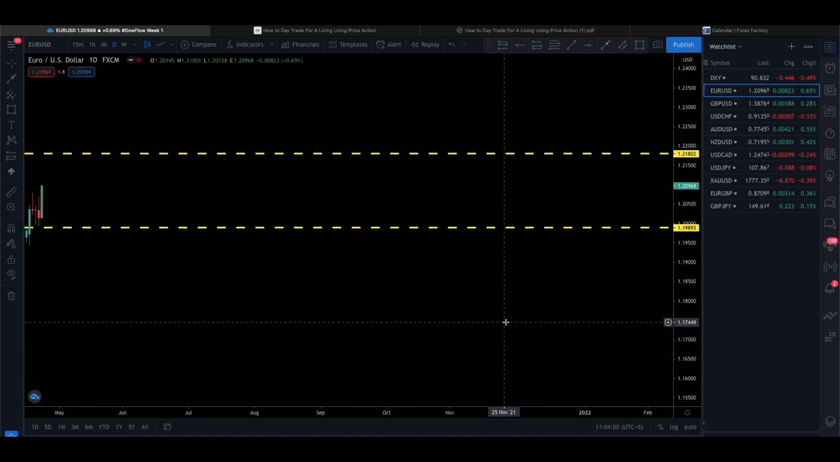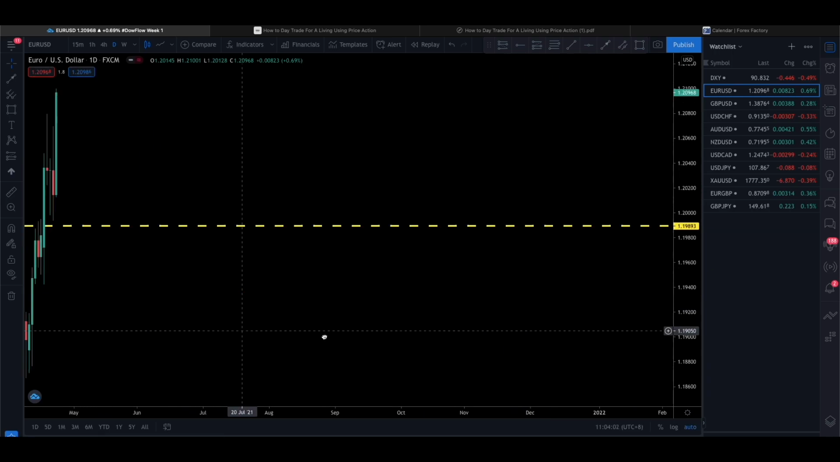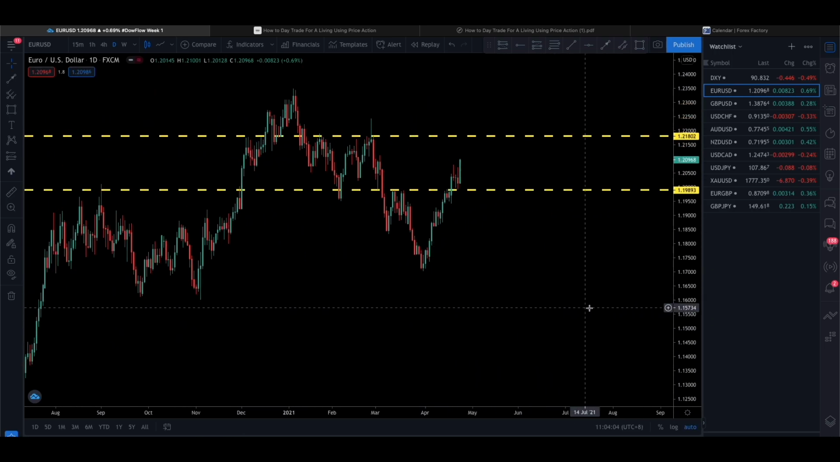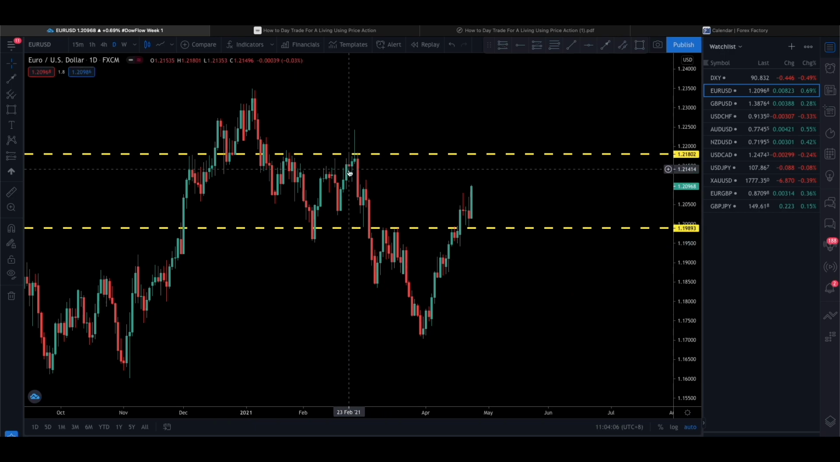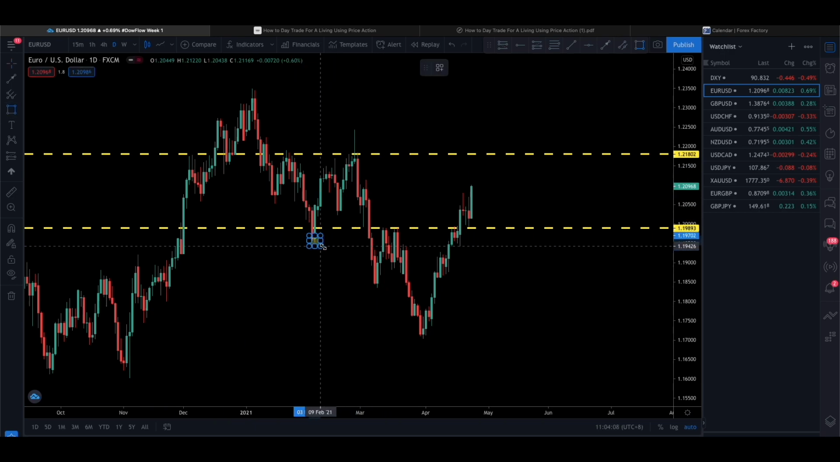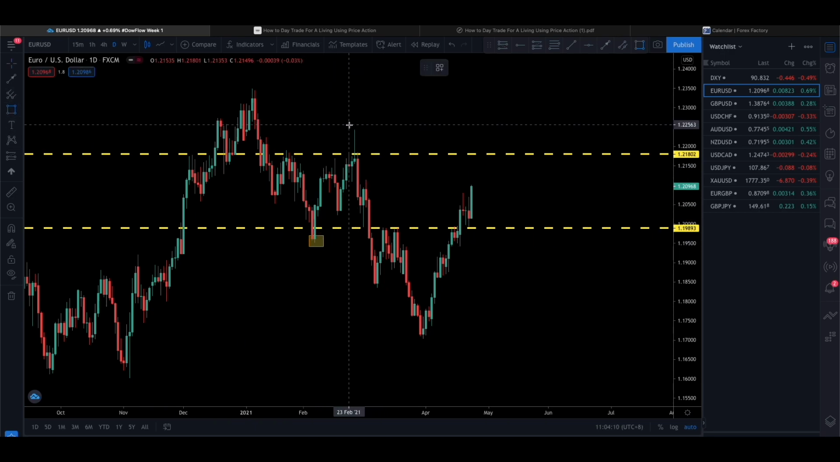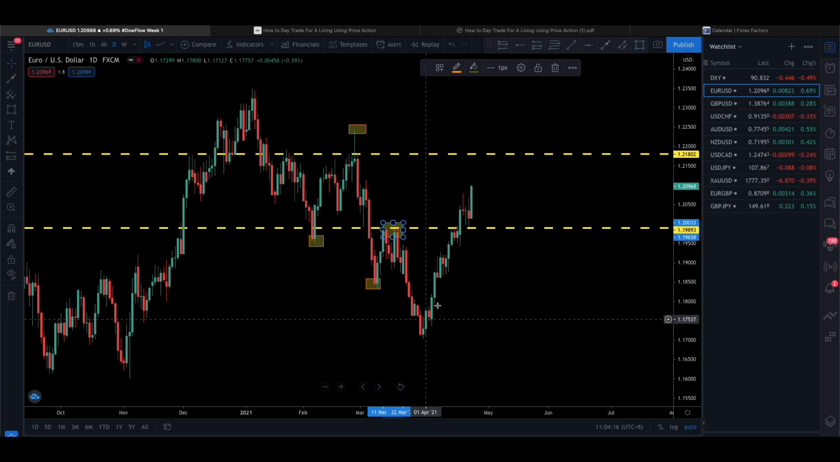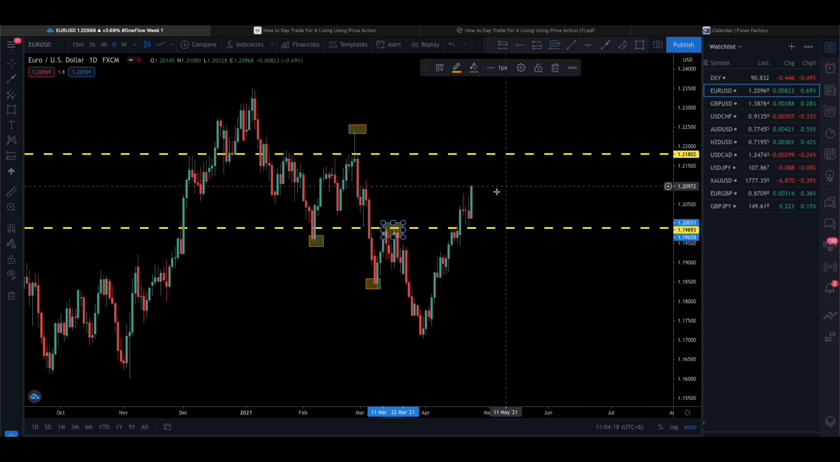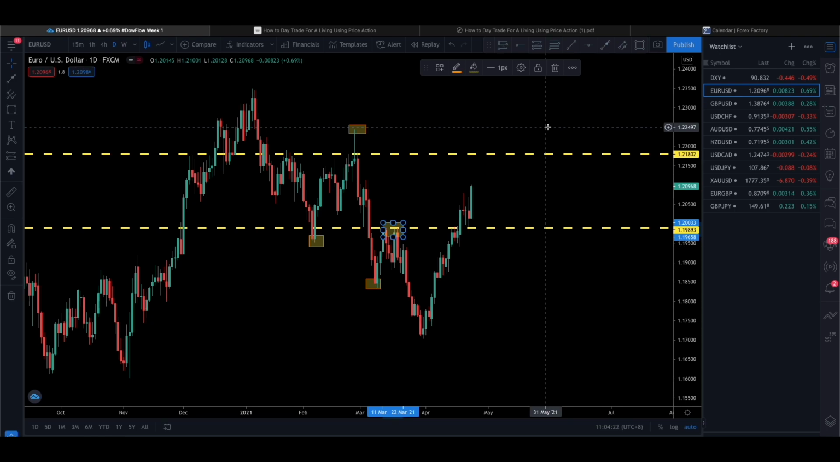Euro dollar, I only have two key levels because it's quite clear. Right here you can see that price previously was making a low here, a high here, and of course a lower low first, then lower high, so on and so forth. But just like the DXY, because DXY and euro dollar are inversely related, it looks the same, it's just the opposite.